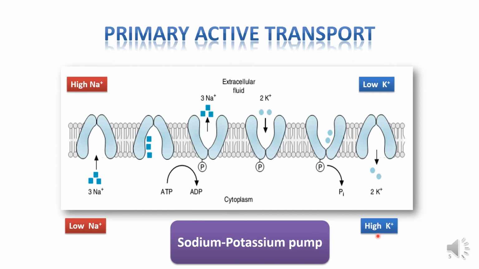It is an integral membrane protein, and it was discovered by Jens Skou, and he was awarded the Nobel Prize for his work. So as you can see here, the sodium potassium pump brings sodium ions out of the cell. So it is pushing the sodium ions out of the cell, although there's already a lot of sodium ions present in this extracellular fluid, and it is pushing the potassium ions inside the cell despite the higher concentration of potassium inside the cell.